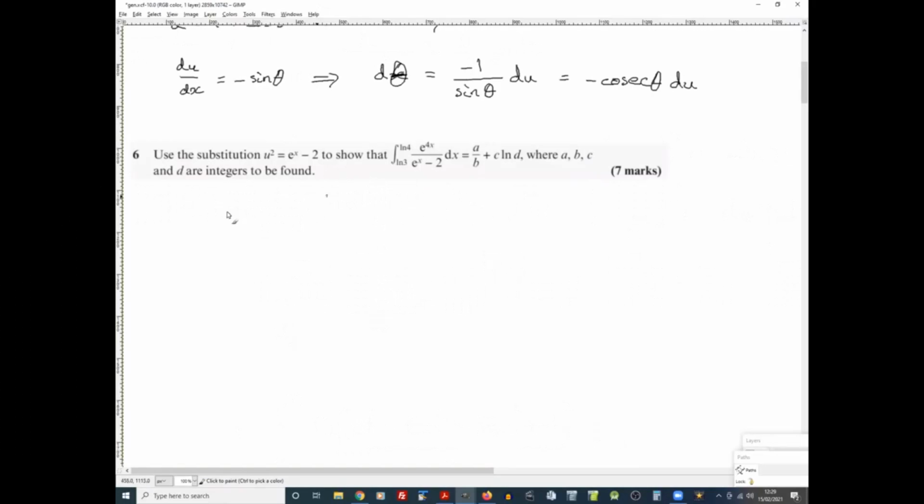Okay, let's use the substitution. Go ahead. What should we say first? So u squared equals e to the x minus 2. du by dx will equal... good.